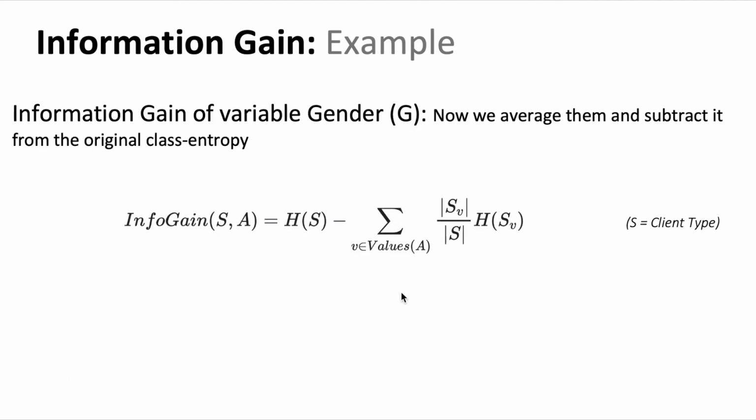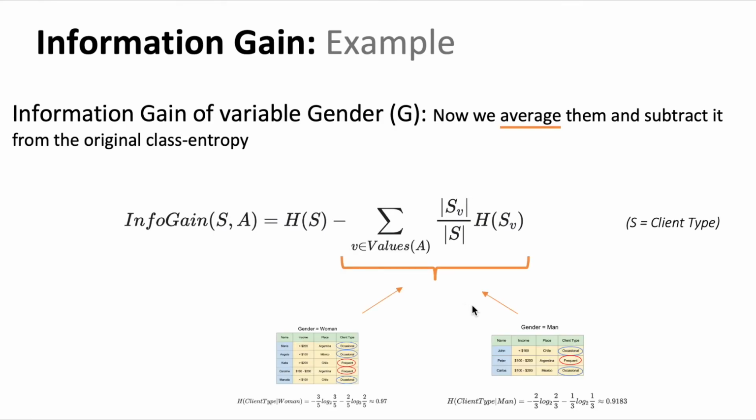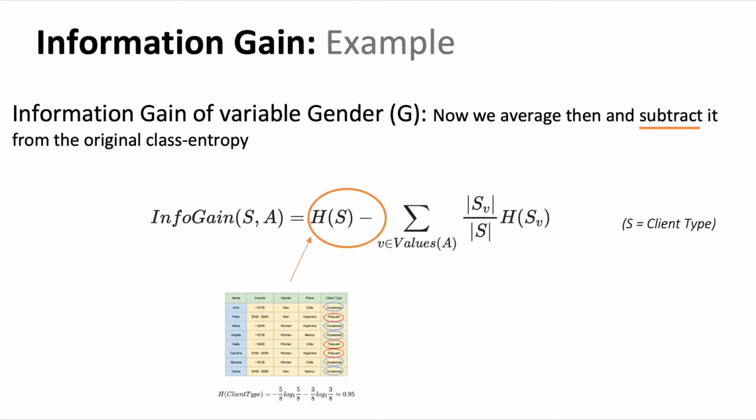So now, according to the formula of information gain, we must average the entropies of the smaller tables. Actually, it's a weighted average, because we need to multiply each of the entropies by the amount of rows, or the frequency of rows, we have in each case. And now we must subtract that weighted average from the original entropy, the one we calculated a few slides ago, which is the entropy of the class without instantiating any of the variables.